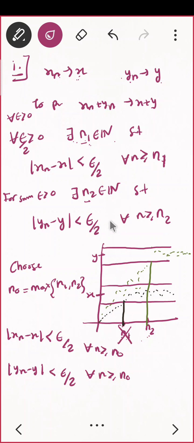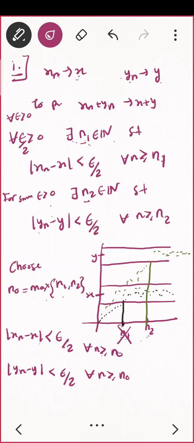Now my question was, I want a single n naught which can work for both the epsilon bands. That means for this epsilon band also, and for this one also. So I just drew it and showed you that the maximum will work. So choose n naught as the maximum of n1 and n2. So what you have is mod of xn minus x is less than epsilon by 2 for all n greater than or equal to n naught, for the single n naught. So for the single n naught both are true.